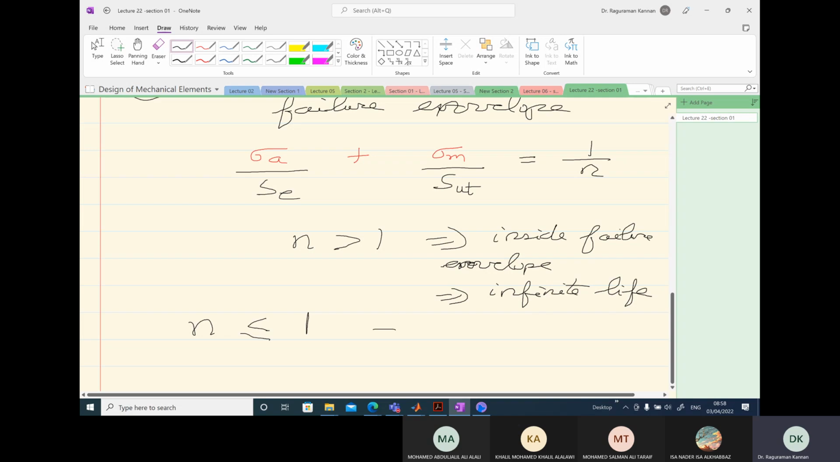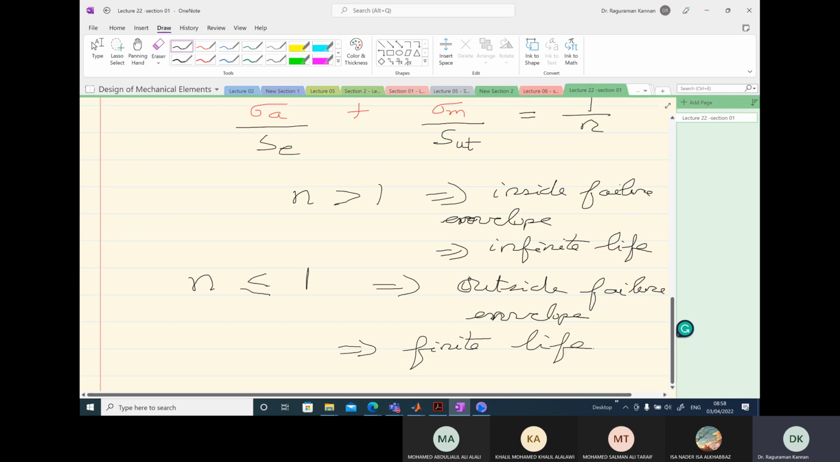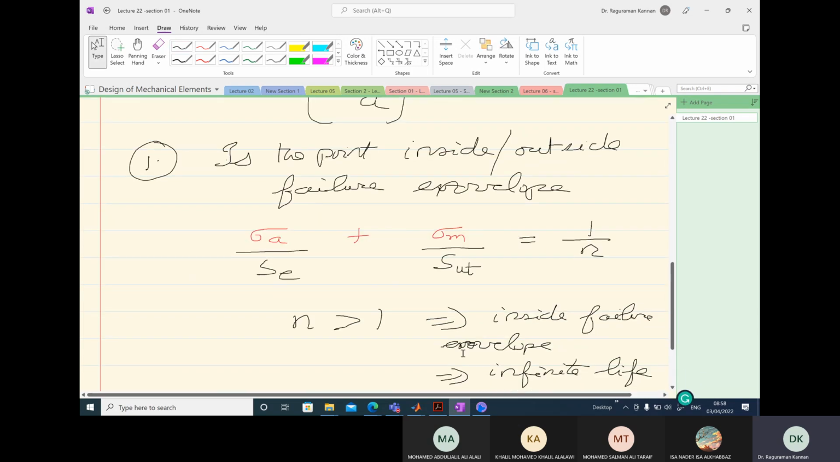So what does it imply? This means outside the failure envelope. What does this mean? It means again finite life. So if this is the case, then we go to step 2.